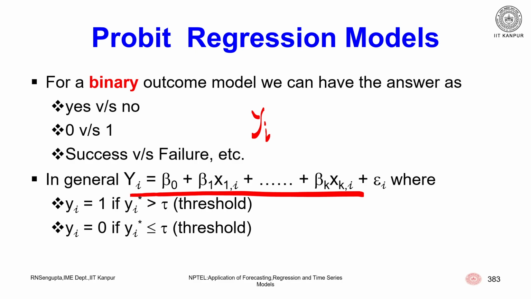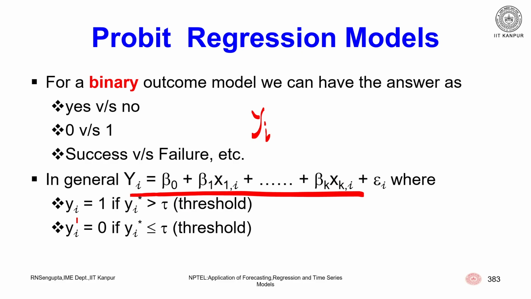Now, in general, as is mentioned, y_i, where i means the reading number, is equal to beta naught plus beta 1 into x 1. x 1 is the first regressor, the independent variable, and i again corresponds to the reading number. The last regressor is x k multiplied by beta k, which is the regression coefficient with respect to x k, plus there is an error, which I am denoting by epsilon i.